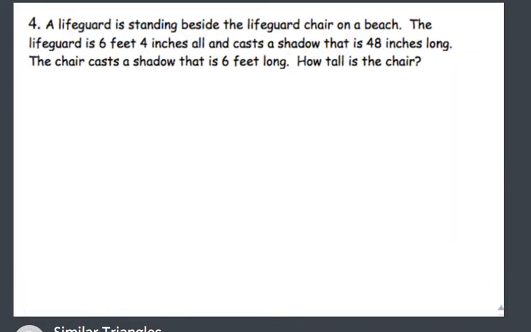The next one says a lifeguard is standing beside the lifeguard chair on a beach. The lifeguard is 6 feet 4 inches, should say tall, and casts a shadow that's 48 inches long. The chair casts a shadow that's 6 feet long. How tall is the chair?